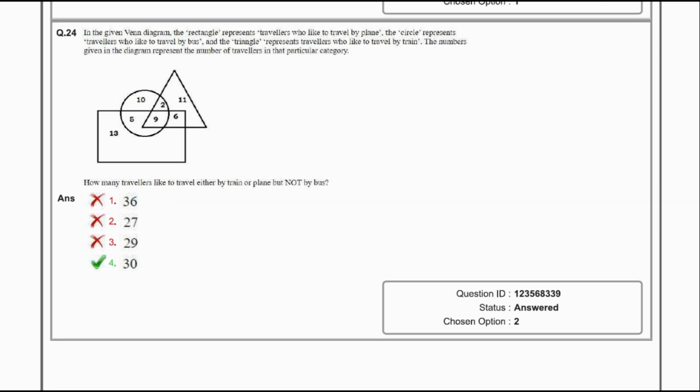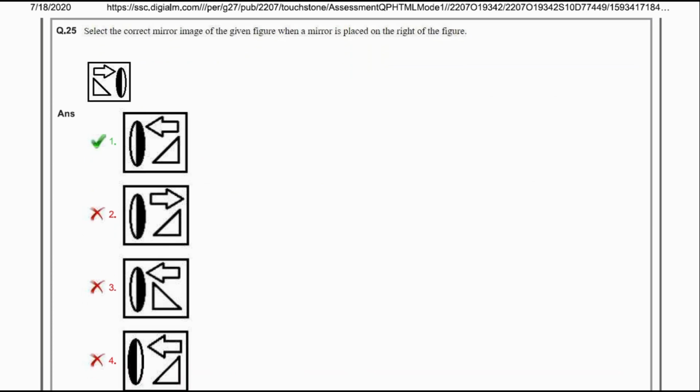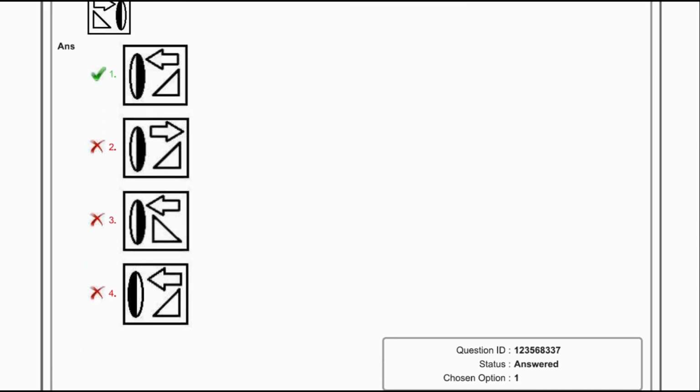Move to question 25. Select the correct mirror image of the given figure when a mirror is placed on the right of the figure. When the mirror is placed on the right of the figure, in the mirror image the blank side of the circle will be there. So the very first option is the correct option in this.